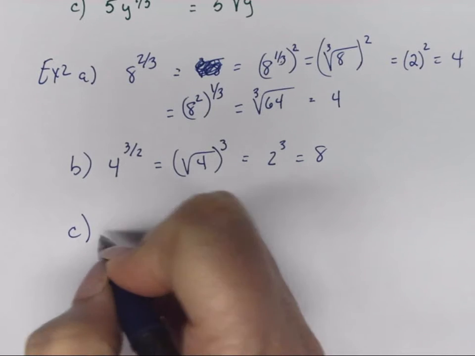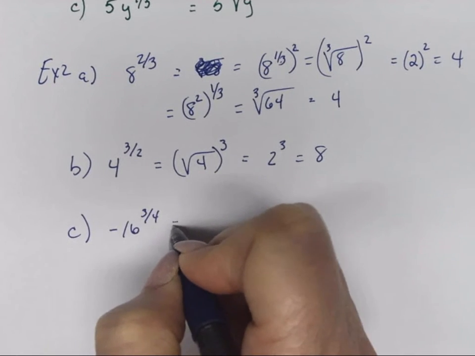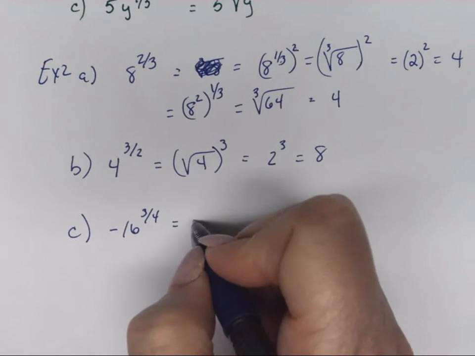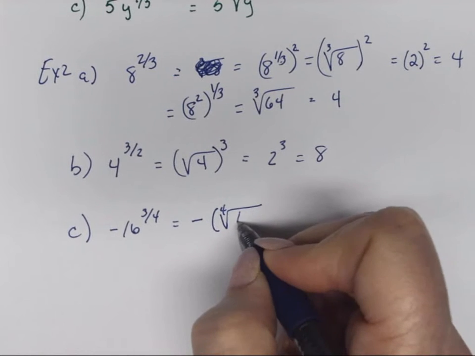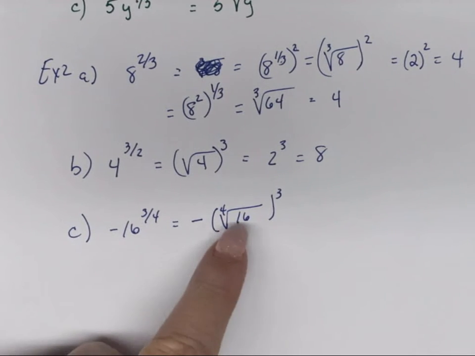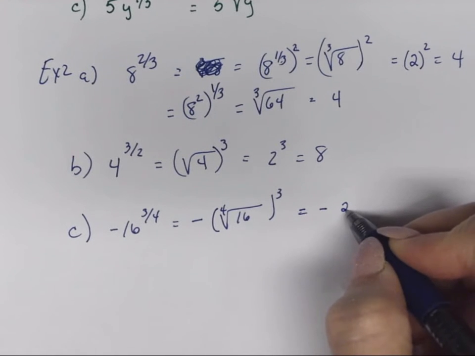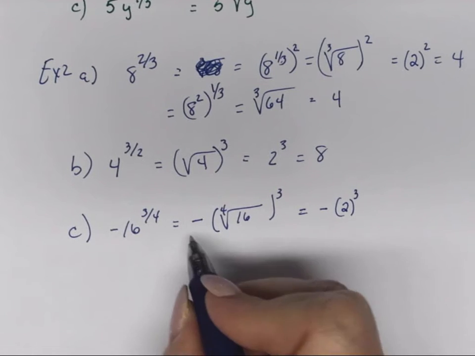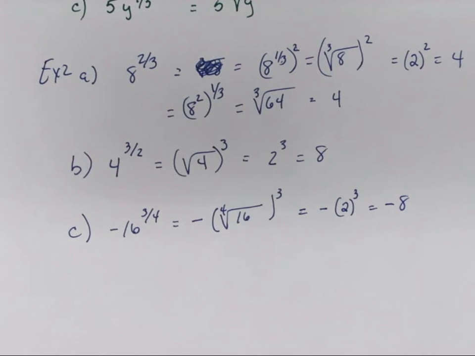All right, C, we have negative 16 to the 3/4 power. Notice it's not in parentheses, so the negative is on the outside, and then it's the 4th root of 16 raised to the 3rd power. Again, I can take the 4th root of 16. That is going to be 2, and 2 is being cubed. The negative is just tagging along at this point. 2 cubed will be 8, so we'll end up with negative 8.